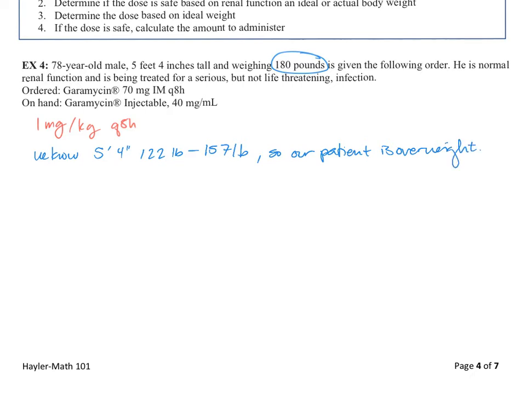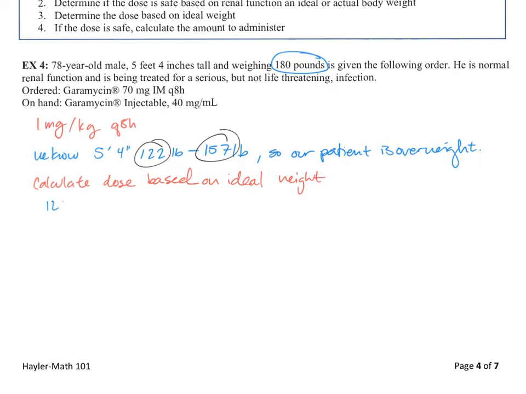Alright, so we know, according to what we learned before, that for a patient whose weight is above what it should be, so if they're overweight, what we're going to do is calculate the dose based on the patient's ideal weight. Okay, so our interval for weight is between 122 and 157, so let's go ahead and calculate using those.